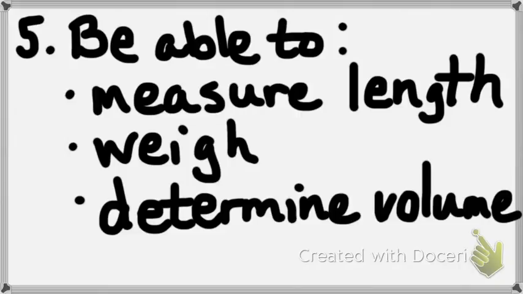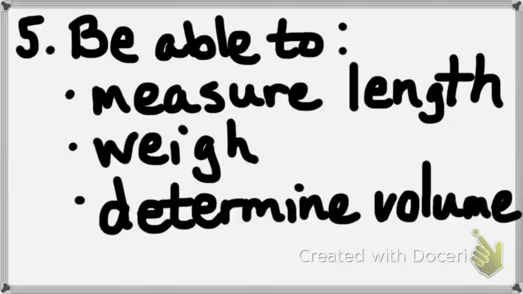Okay, number 5 is about skills. It says, be able to measure, weigh, and determine the volume of an object using appropriate metric units. Okay, so let me just start with this one. Let's say I gave you this seashell on the test, and I asked you to do its mass. What piece of equipment would you use? The scale, the triple beam balance or the scale.